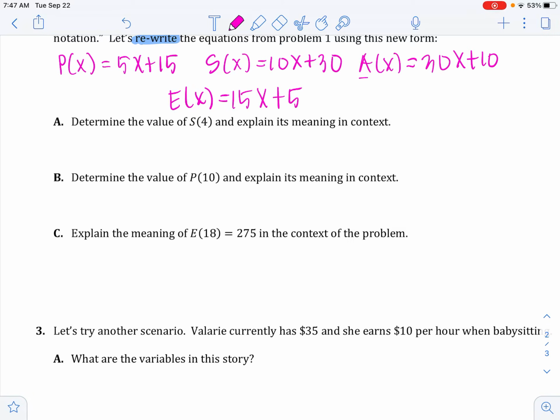All right, so it says determine the value of s of 4 and explain what it means in the context. So s of 4, remember this is just notation right here. It's no value. It means plug in 4 for x into the equation s. So I'm going to plug in 4 into this equation right here. I'm going to do 10 times 4 plus 30. So s of 4 is 70.